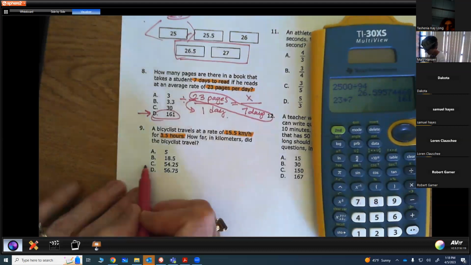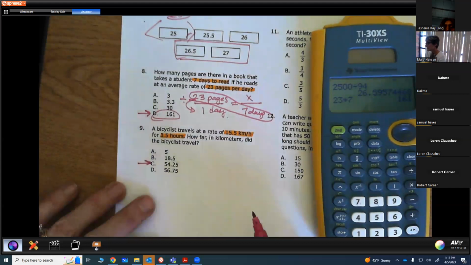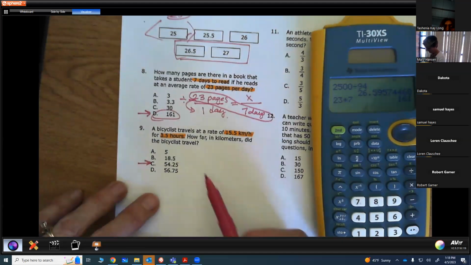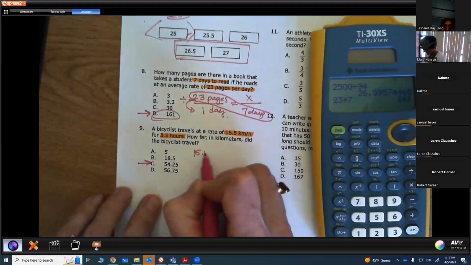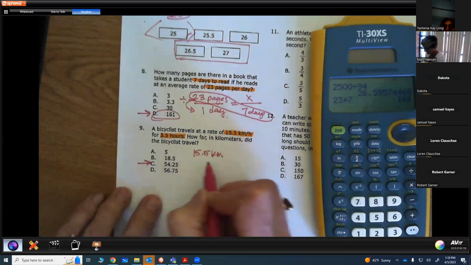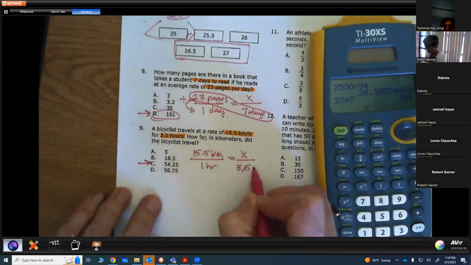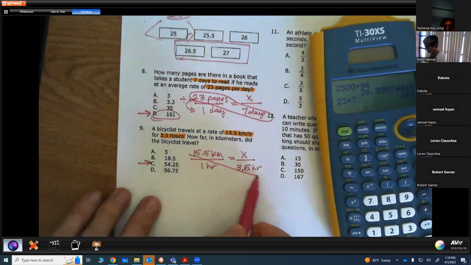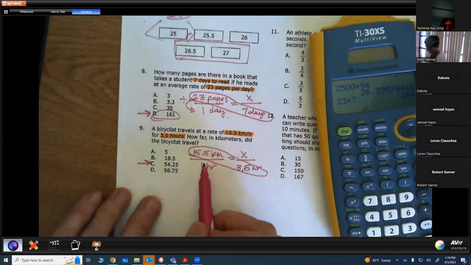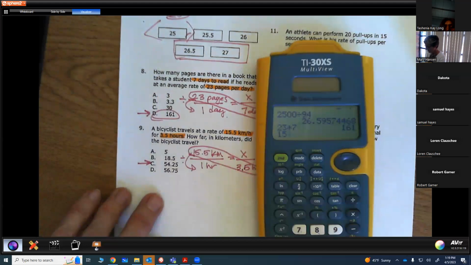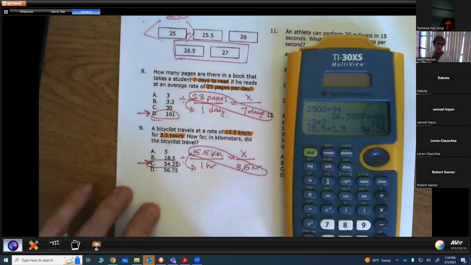You think C? How'd you get that, Curtis? So you multiply 15.5 times 3.5? Yeah. Good job. Again, you could set it up as 15.5 kilometers in 1 hour, and we want to know how many kilometers in 3.5 hours. And so when you cross multiply, you end up multiplying exactly like Curtis did, and you would divide by 1, which doesn't change anything. So basically we multiply 15.5 times 3.5, and you are correct. The answer is C. Good job.